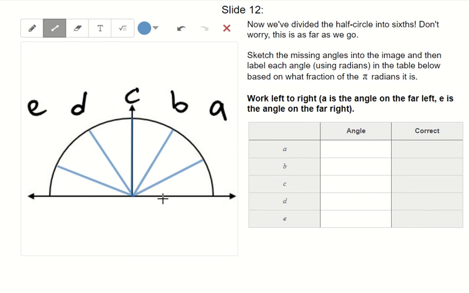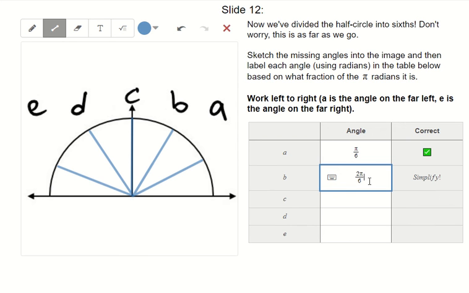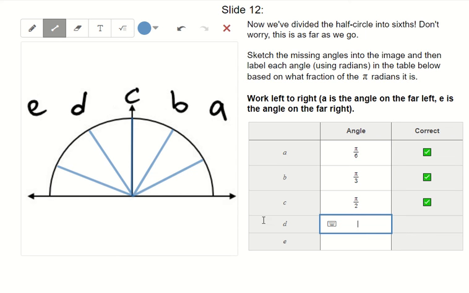So A is going to be this angle right here, which is, we're looking at radians, right? So it's just pi divided into 6 pieces. B is 2 pi over 6, but then again, we can simplify that to pi over 3, because both of those divide by 2. And then C is 3 pi over 6, which simplifies to pi over 2. D is 4 pi over 6, which simplifies to 2 pi over 3.